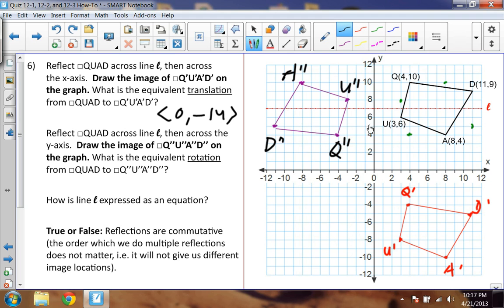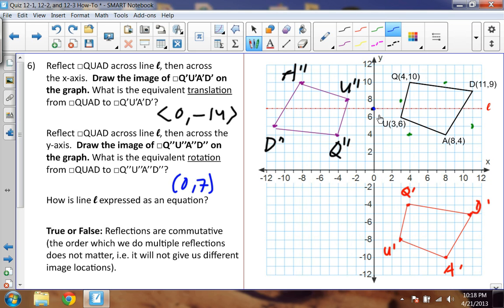Okay, so the question here now is, what is the equivalent rotation from this to that? Well, you might be able to tell that this is your fixed point you're rotating across now. Just to generically put it, I'm taking this U, rotating it across to U prime. This Q, rotating it across to Q prime, etc. So it has nothing to do with the origin. Okay, these are rotating along this point. And what is that point? Well, hopefully you know that is 0, 7.